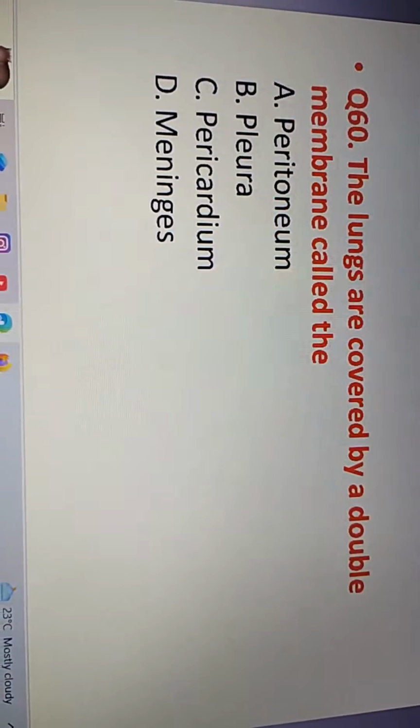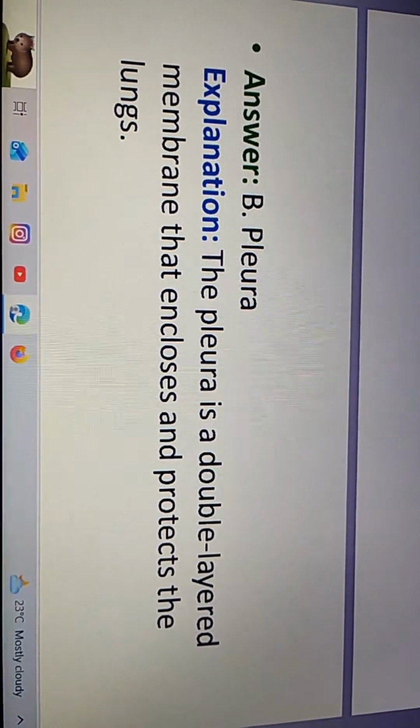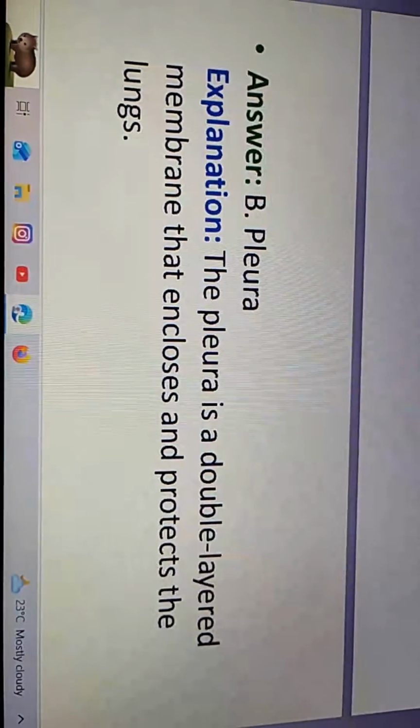The correct answer is option B, pleura. The pleura is a double layer membrane that encloses and protects the lungs.